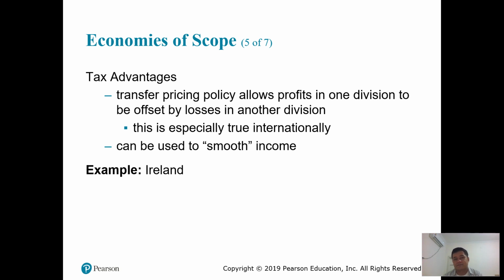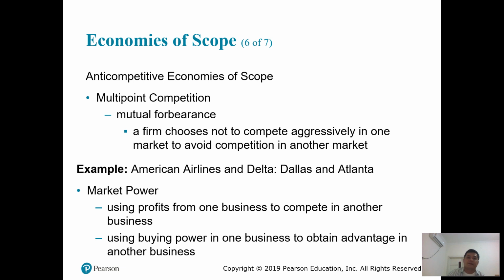Tax advantages. Transfer pricing policy allows profits in one division to be offset by losses in another division. This is especially true internationally, and can be used to smooth income. An example is Ireland.